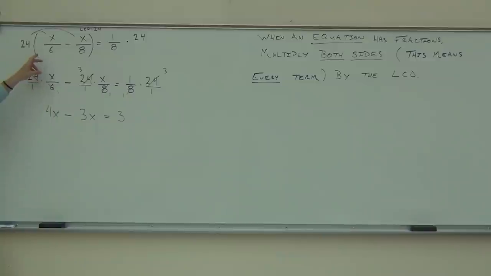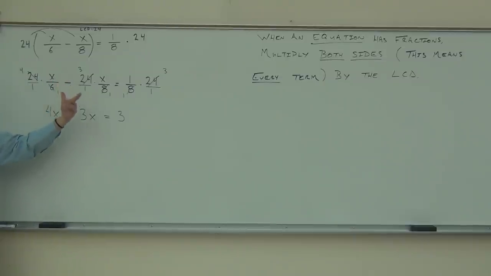Yeah. Now, it took us quite a long time to actually do this because I was talking through it, but that's pretty quick. I mean, you just find your LCD, you multiply every term. It does cancel out because it has to, and then we have a very basic equation with absolutely no fractions whatsoever. So, let's go back to our previous steps that I showed you.